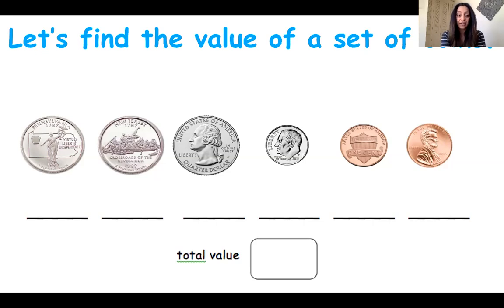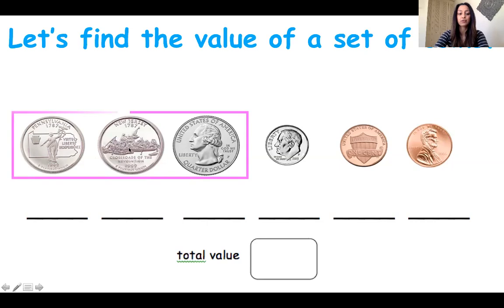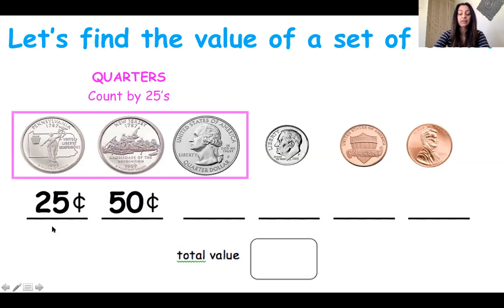All right, let's check your answer. So I noticed that the first 3 coins are quarters. We have 2 state quarters and then a head side quarter. Quarters are worth 25. Let's count by 25s. 25, 50, 75 cents. Very nice.